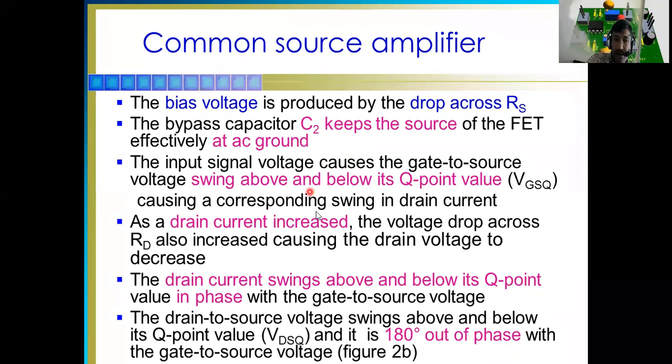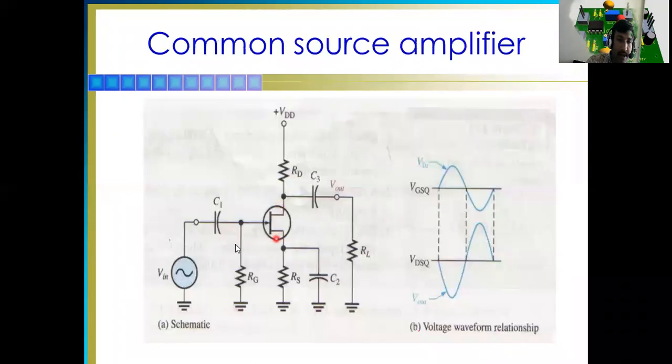So shall I explain here or shall I move ahead? Otherwise, in short, the biasing voltage is produced by the drop across the source resistor, that is RS. The bypass capacitor here is used as C2, keeping the source of the FET effectively at ground level. Do you understand the meaning of this sentence? See, what did we do with the source here? Keeping it as ground, right? So that's the meaning of that sentence.